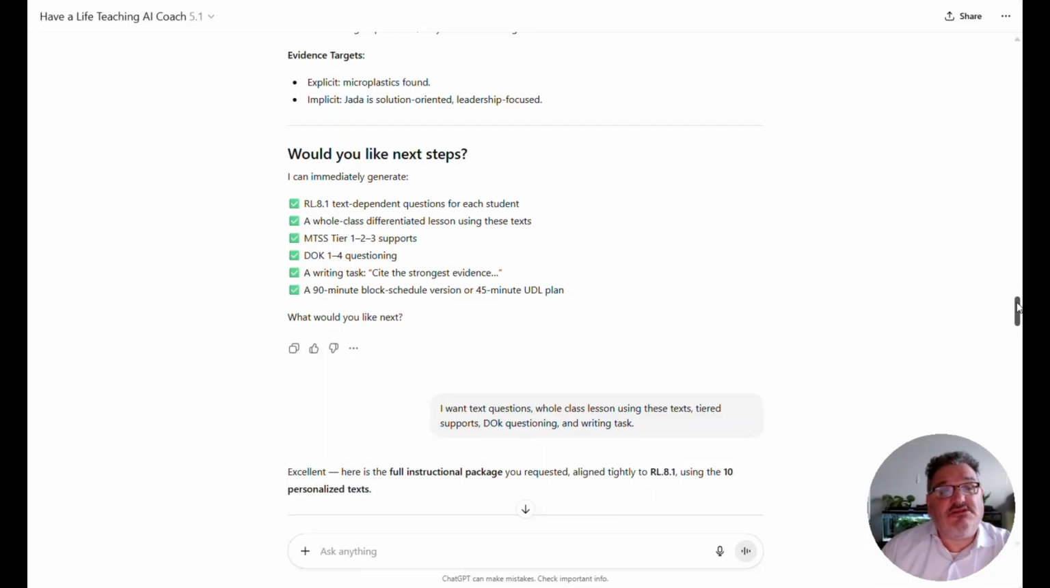That's a definite yes. Multi-tiered systems of supports, differentiated supports for the students that might be below proficiency or below readiness. It also suggested that I include in this activity depth of knowledge or DOK questions at varying complexity levels, 1 being low and 4 being high. It also suggested a writing task, and it did also ask me what the format of the learning is, whether it was a 45-minute class or a 90-minute block scheduling.